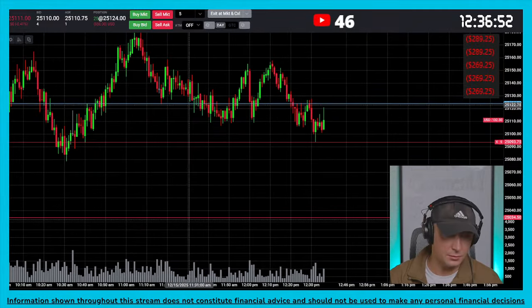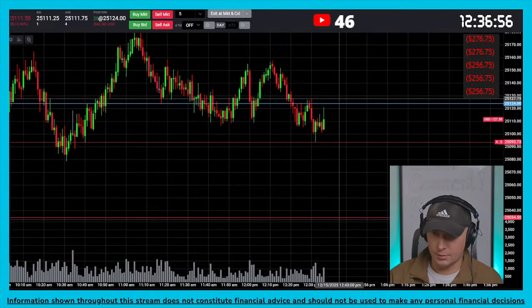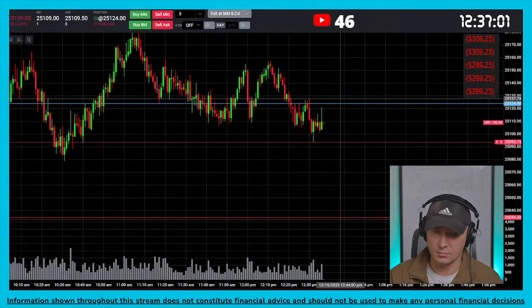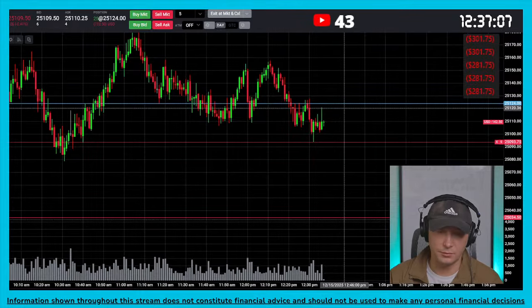Sellers are continuing to hold control here. If we can get back above 25,127, then that means buyers regain control. Right now, sellers are in control under 25,120.